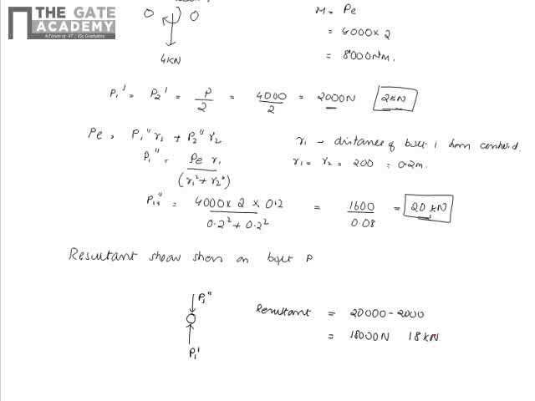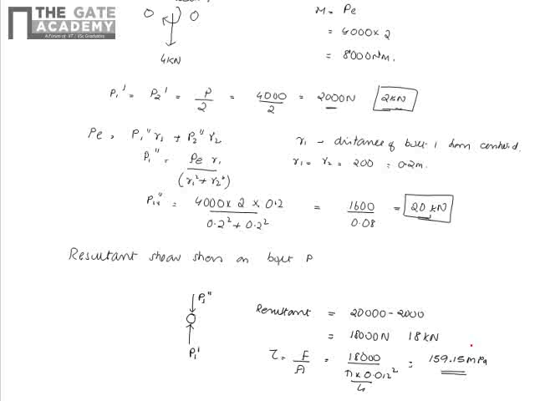So what is the shear stress acting on it? Shear stress will be equal to shear force by area of the bolt, that's equal to 18,000 divided by pi into, it is told it is M12 bolts, so we can take it as 0.012 square by 4. What will be this equal to? So this will come out to be 159.15 MPa. So the resultant shear stress acting on bolt P is 159.15 MPa.